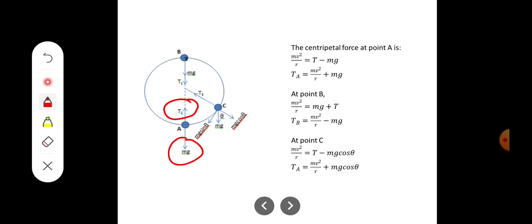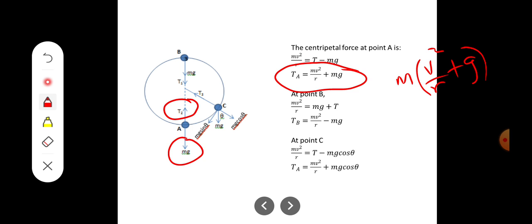So from here you can see that, making T_A the tension the subject of the formula, it will be mv squared over r plus mg. If you like, you can factorize m, then open bracket v squared over r plus g. That's another way you can write that. Now we also have point B. In this case, at point B, have you noticed that both the mg, the weight, and the tension are moving in the same direction? So in this case we add: mv squared over r is equal to mg plus T.